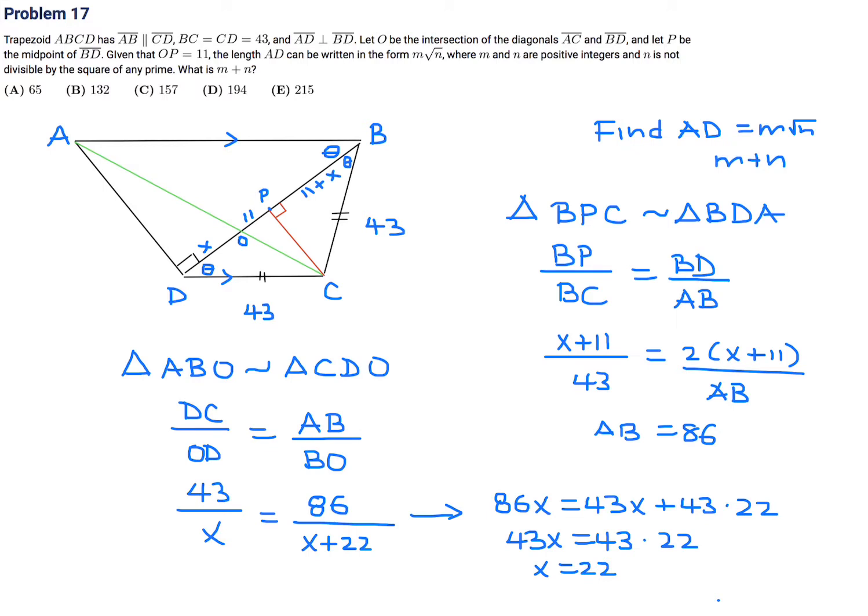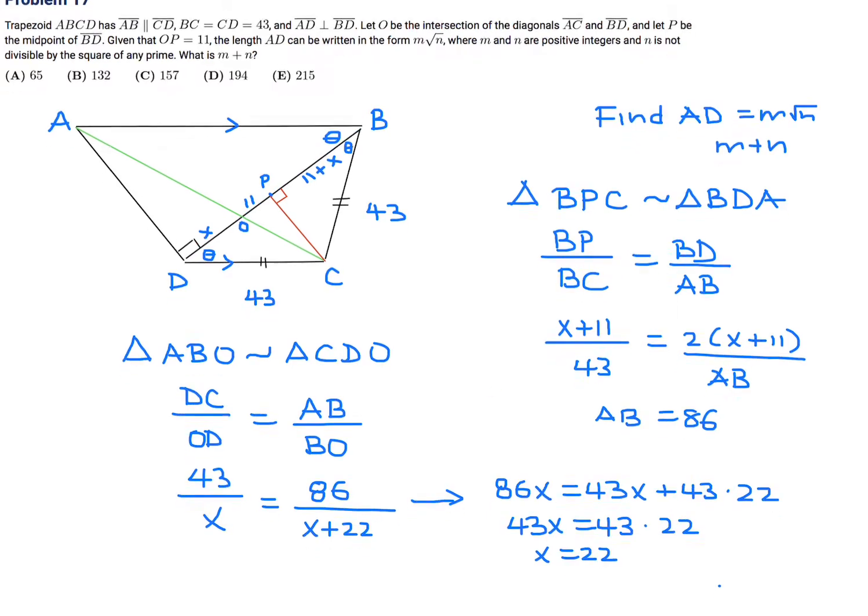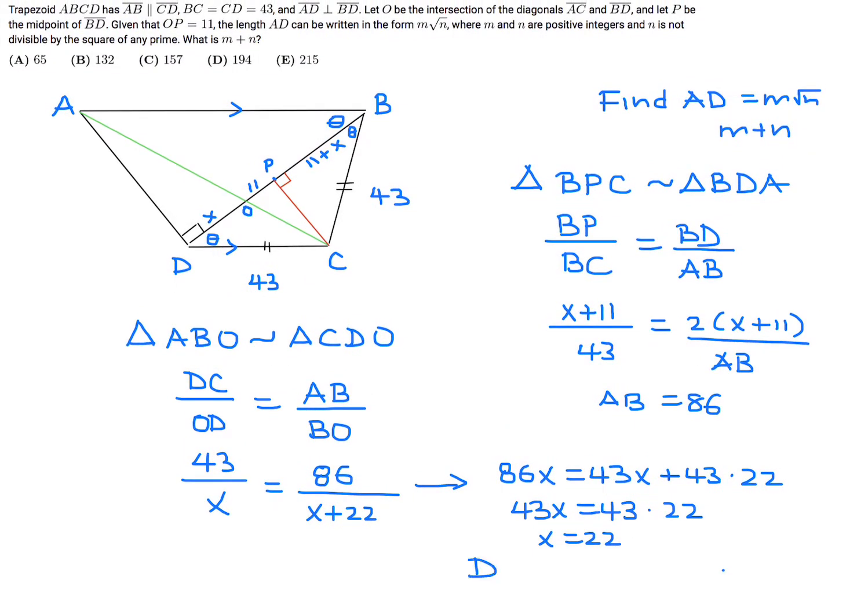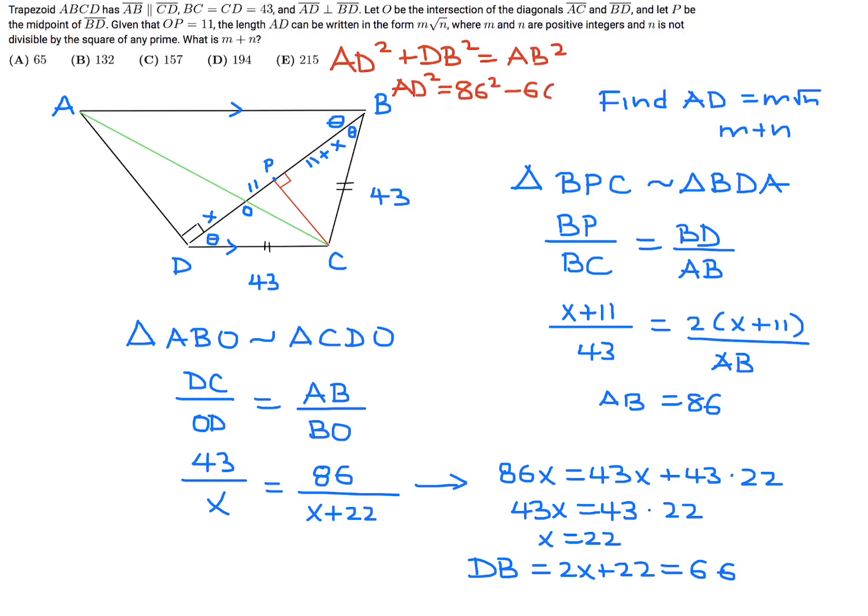So DB I can figure out next. DB obviously would be 2x plus 22, and therefore when you substitute x equals 22, that just becomes 66. All right, the final step, I guess, would be to figure out AD, and I think I can do that using Pythagoras pretty quickly. AD squared plus DB squared is equal to AB squared. So AD squared will be AB squared, which is 86 squared, minus DB squared, which is minus 66 squared.